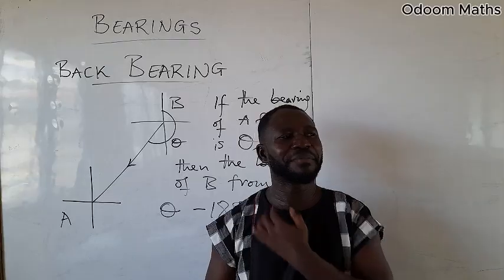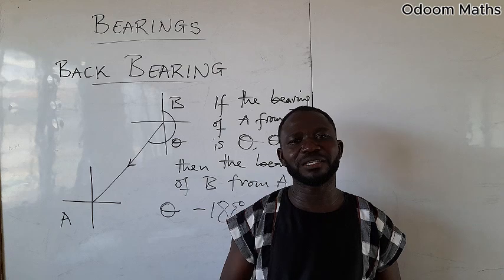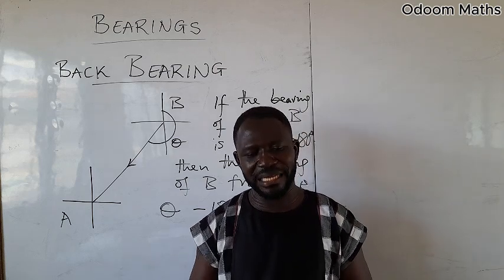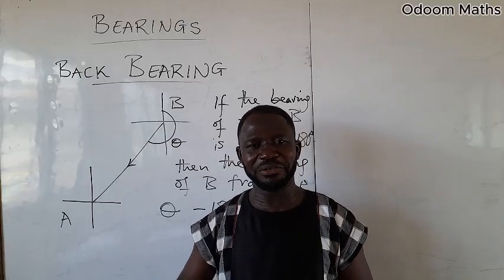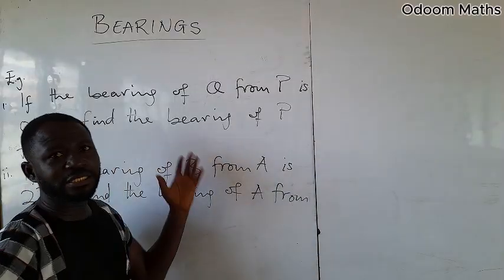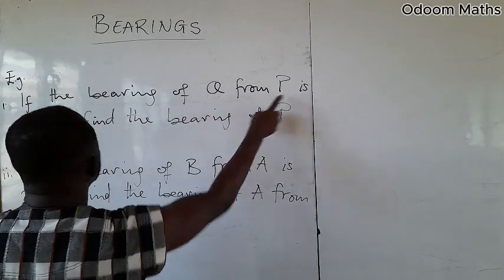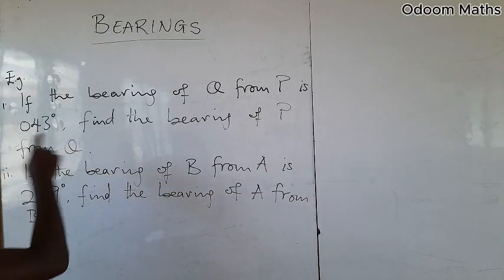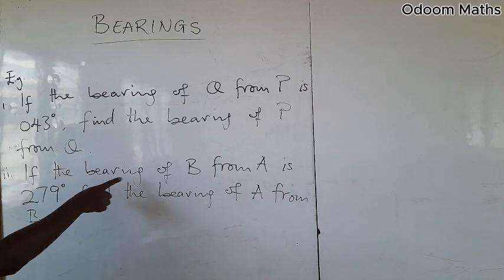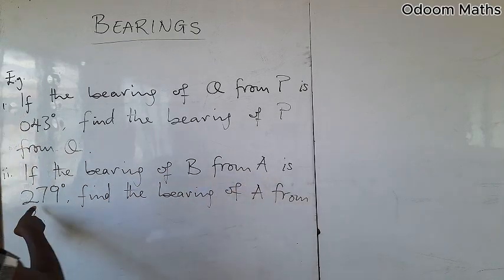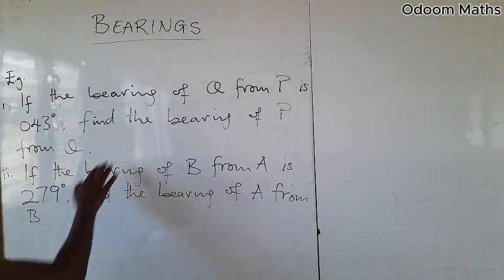If it is exactly 180, we add 180 or subtract 180, and that will give us the exact answer. So let's say the bearing of B from A is 180. What's the bearing of A from B? It's 180 minus 180, or 180 plus 180, and we'll still land at the same answer, because we said 360 degrees is the same as 000 degrees in bearing. So let's look at these two examples. The first one: if the bearing of Q from P is 43 degrees, find the bearing of P from Q. The second one: if the bearing of B from A is 279 degrees, find the bearing of A from B. Let me write the answers just here.